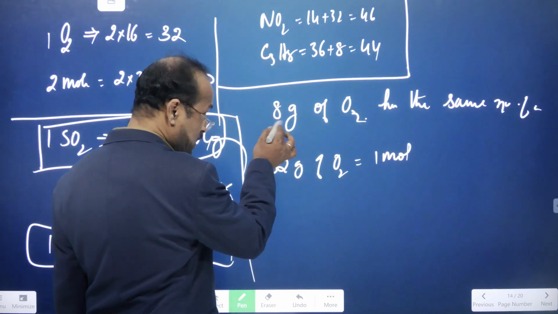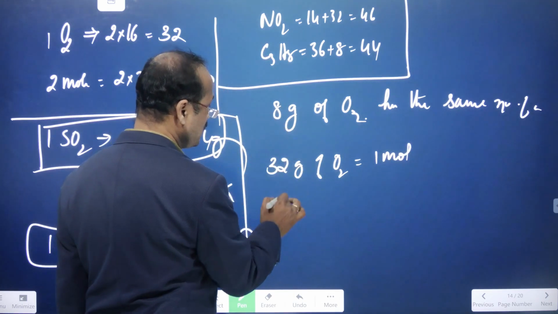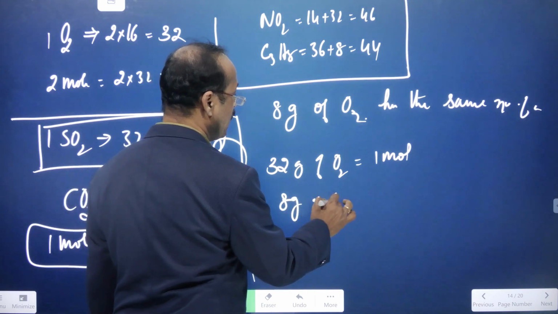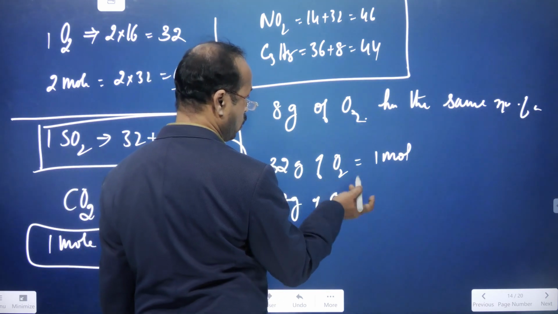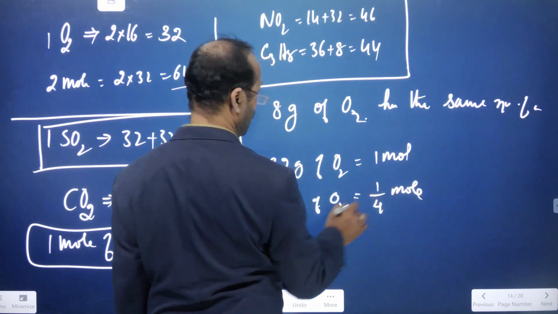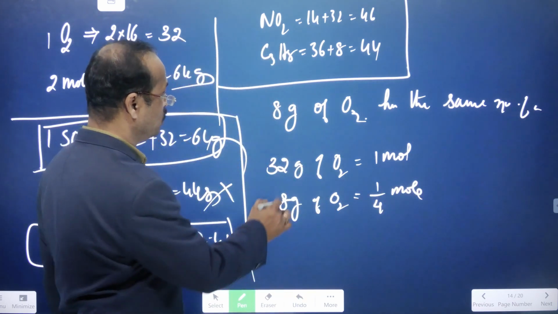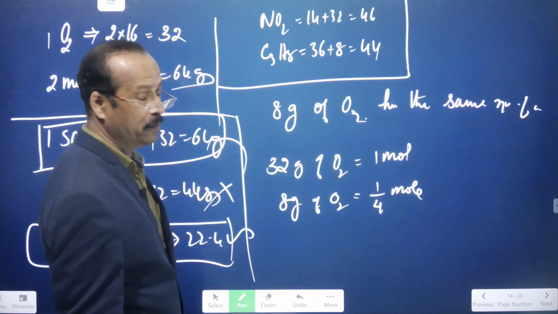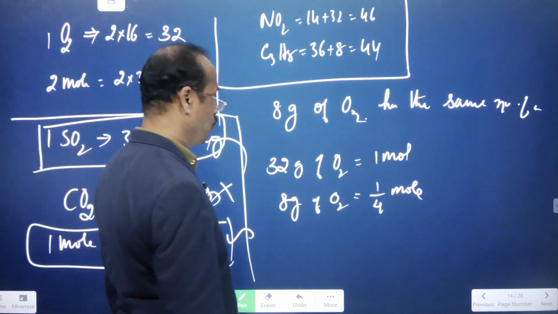Okay. But here it's given how many grams? 8 grams only. 8 grams of oxygen is equal to how much you'll get? 1 by 4 mole. Correct? Okay. So you'll get 1 by 4 because if you divide 32 by 8, you'll get 1 by 4. So 1 by 4 mole.